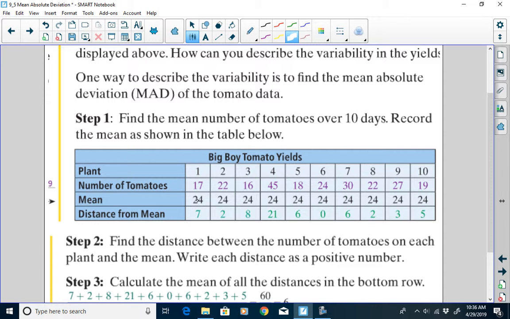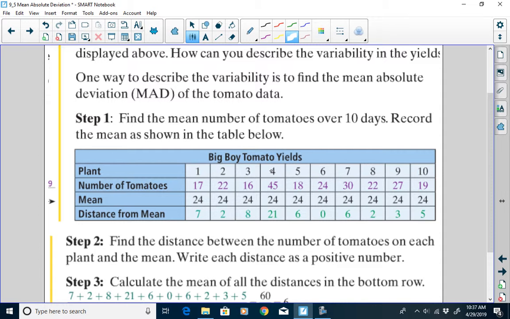So if the mean was 24 and plant number 1 yielded 17 tomatoes, that number of tomatoes, 17, is 7 away from that mean of 24. Even though it's less than 24, we still write that distance of 7 as a positive number. The second tomato plant yielded 22 tomatoes. 22 is 2 away from the mean of 24. The third tomato plant yielded 16 tomatoes. 16 tomatoes is 8 away from the mean of 24 tomatoes.